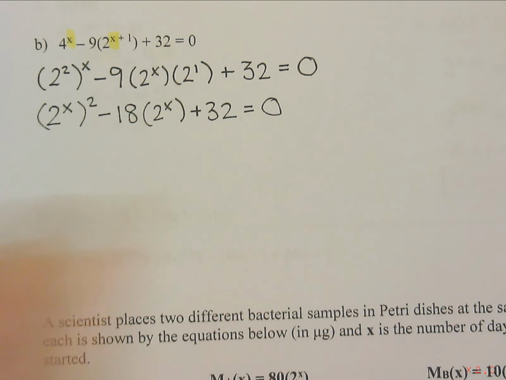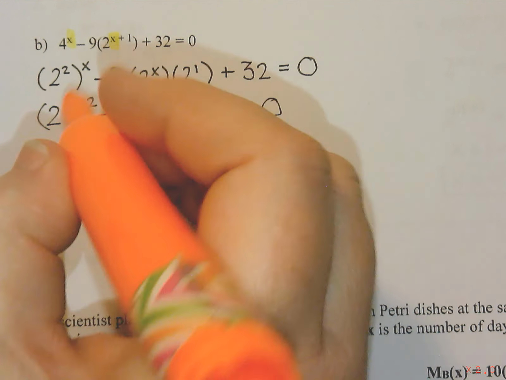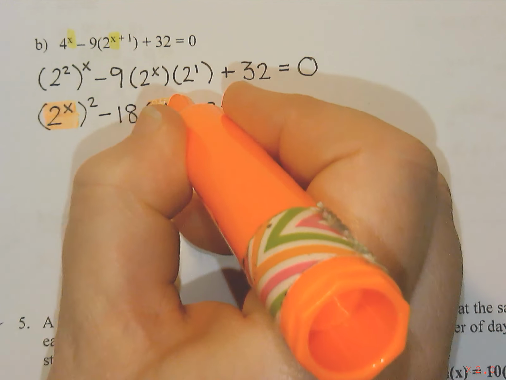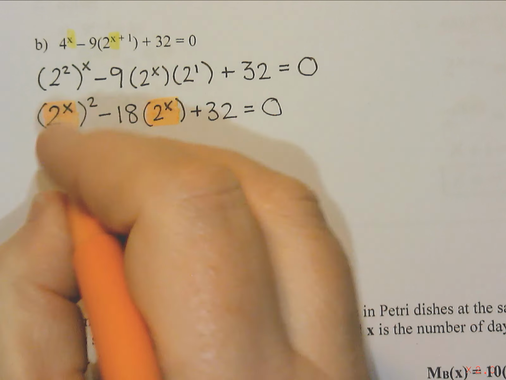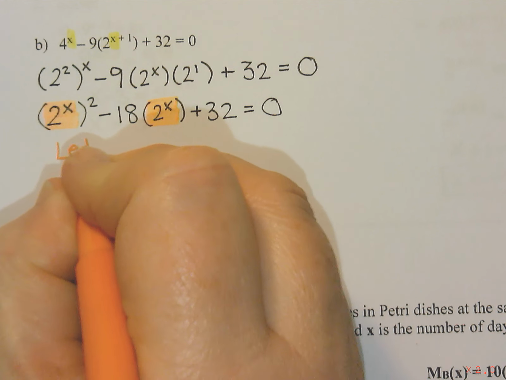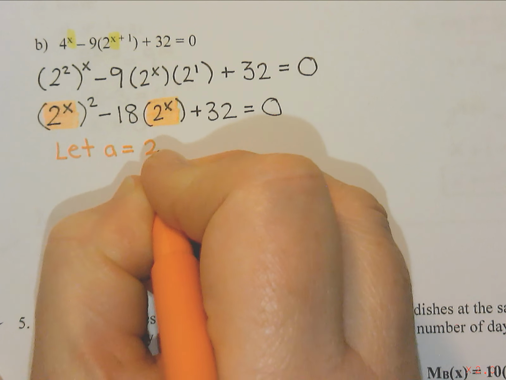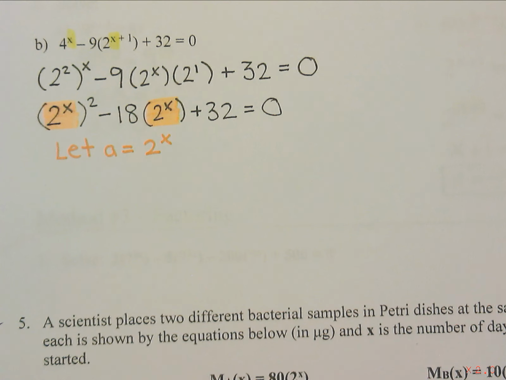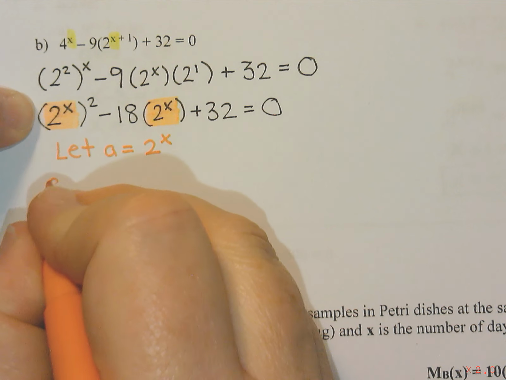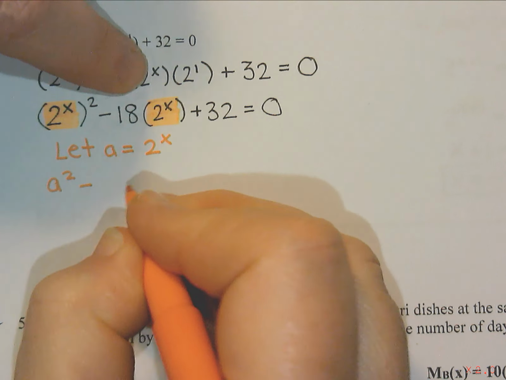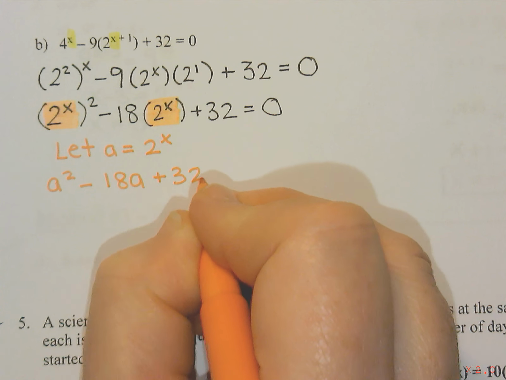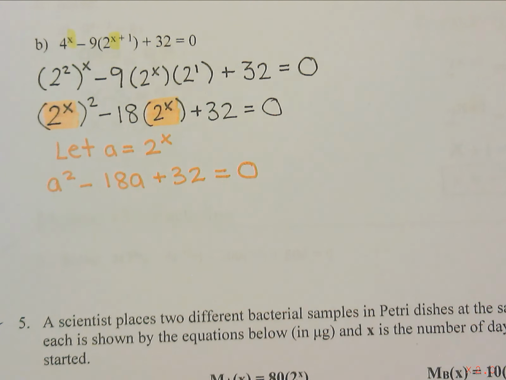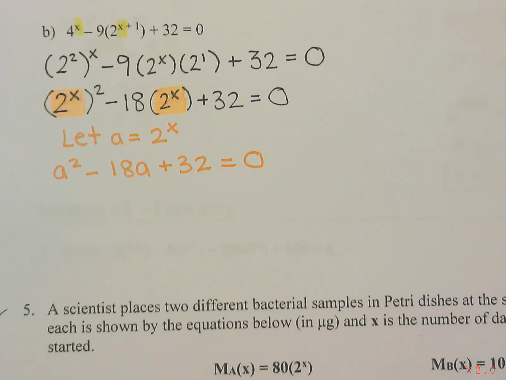Now from here, you've got choices. You could try to factor it as is. I would maybe take out those 2 to the power of x's and do a little bit of variable replacement and put in another letter like a. So I'm going to let a equal 2 to the power of x. That is going to create a squared minus 18a plus 32 equals 0. And then we are going to try to factor that.